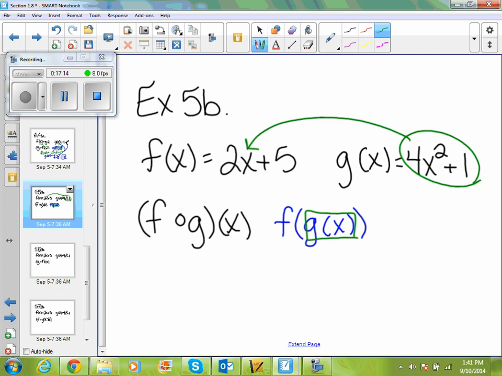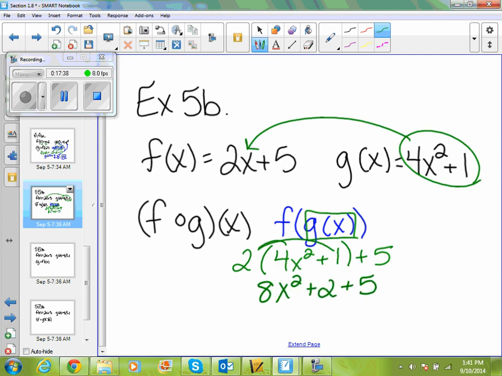So if I do that, then I get 2 times where my g of x is, which is 4x squared plus 1. And then I still have this plus 5 in the back. So all I did was replace my x. So now let's simplify. Distribute my 2 and I get 8x squared plus 2 plus 5. So then I still have my 8x squared, and 2 plus 5 is 7. So I end up with 8x squared plus 7 to be my composite function.